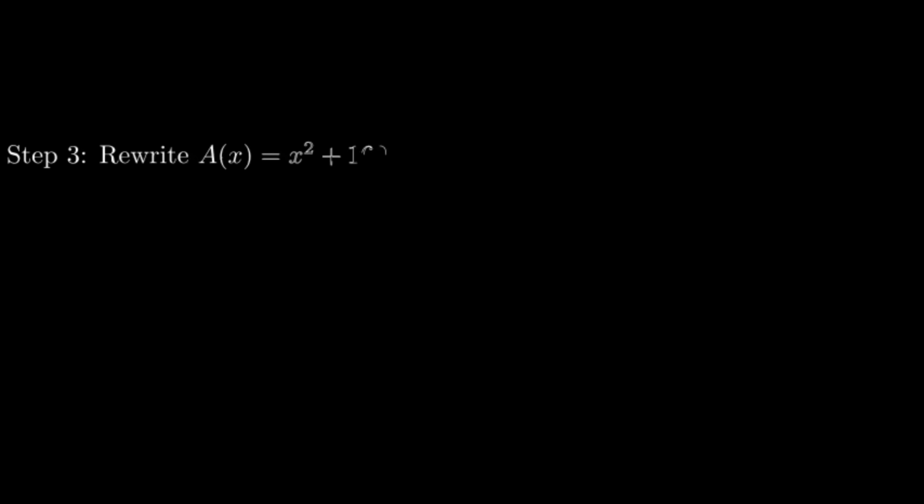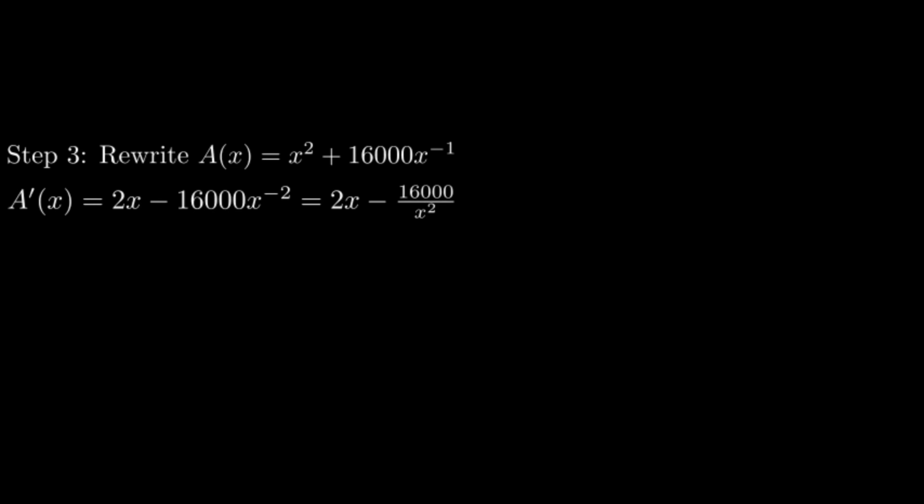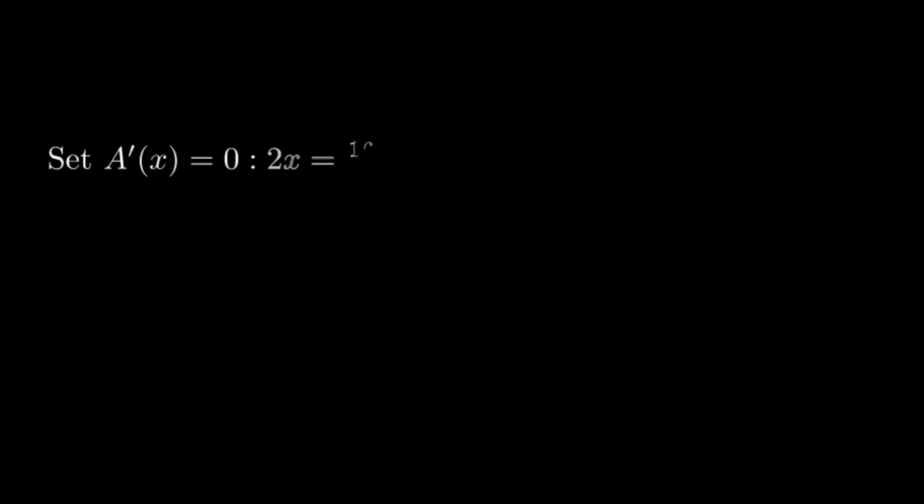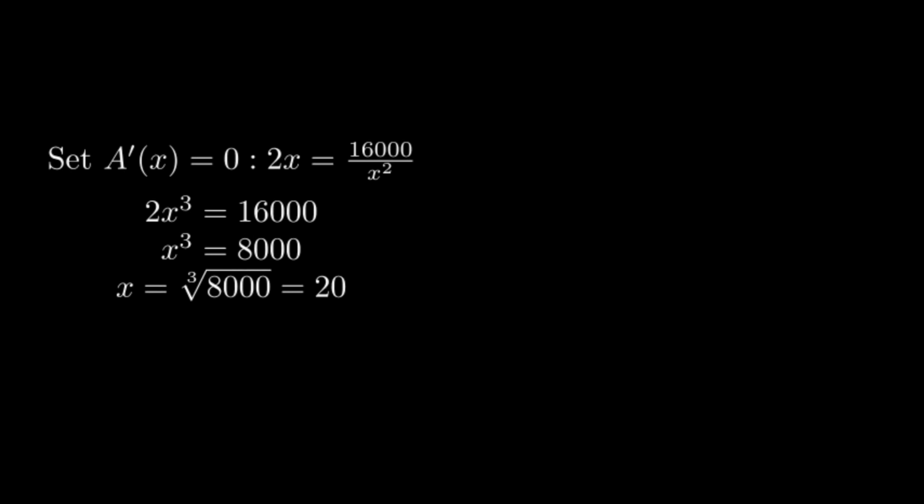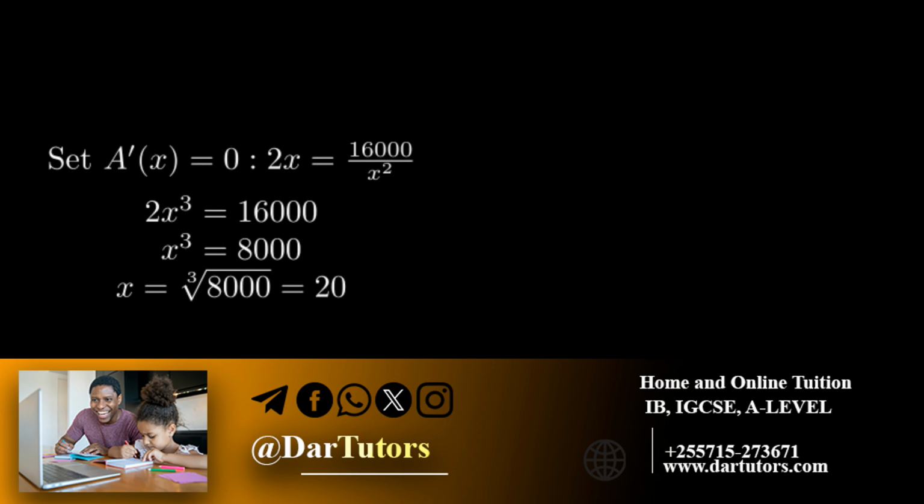Step 3, the derivative. It's easier to differentiate if we write 1 over x as x to the power of negative 1. The derivative, A prime of x, is 2x minus 16,000x to the negative 2, or 2x minus 16,000 over x squared. We set the derivative to 0. 2x equals 16,000 over x squared. Multiplying by x squared gives 2x cubed equals 16,000. Dividing by 2 gives x cubed equals 8,000. Taking the cube root, we find x equals 20.